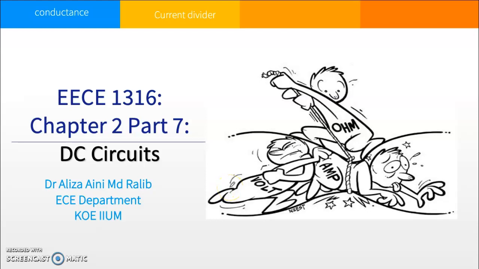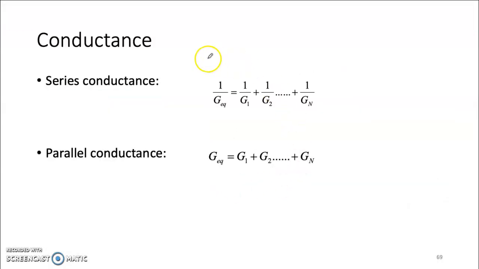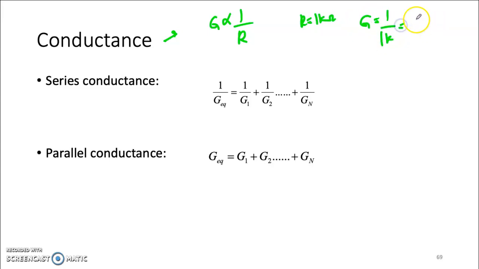Okay, last part, conductance. So what is conductance? The ability to conduct current, right? So actually G is inversely proportional to R. So let's say R is 1 kilo ohm. What is G? G is 1 over 1K, and then you get 1 milli Siemens. It's the inverse. Okay.